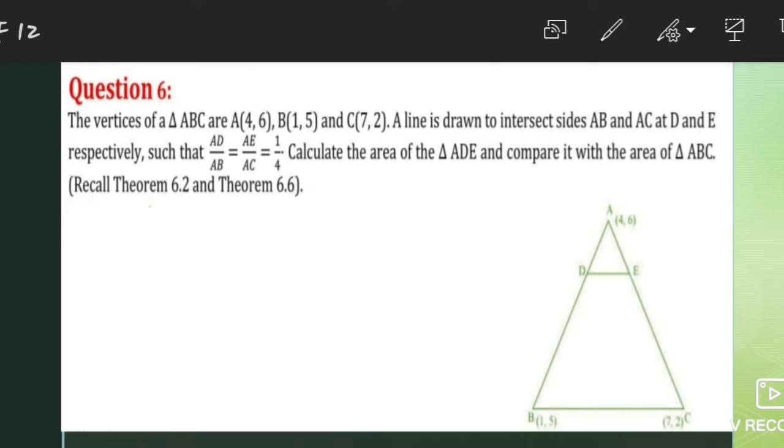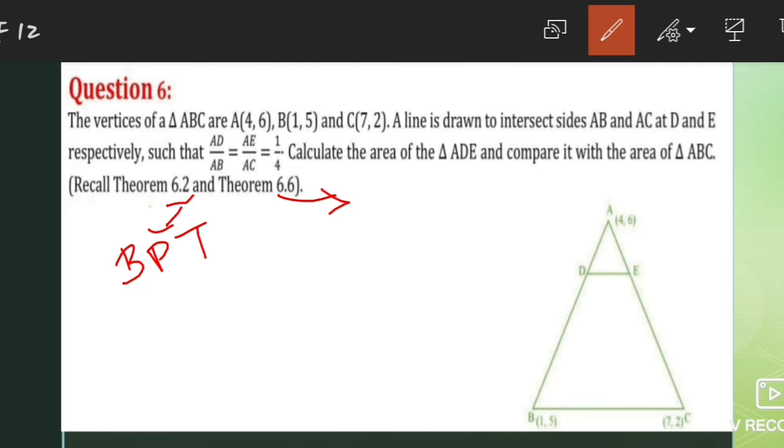You can recall theorems 6.2 and 6.6. This theorem 6.2 is actually the BPT theorem, the basic proportionality theorem, and this theorem 6.6 is from the chapter on triangles. It is related to the ratio of areas of triangles and the ratio of the corresponding sides for two similar triangles.